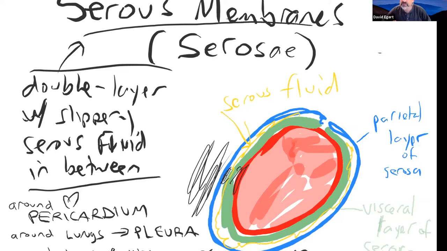And the peritoneum, if you've been in anatomy, you know, includes the greater and lesser omentum and transverse mesocolon and the mesenteries and all that stuff. But for right now, we are going to focus on the pericardium.